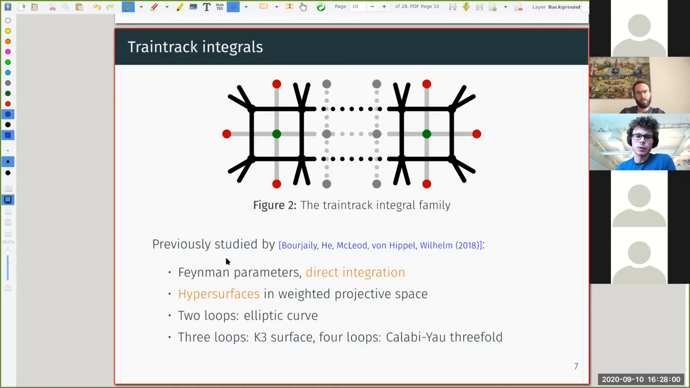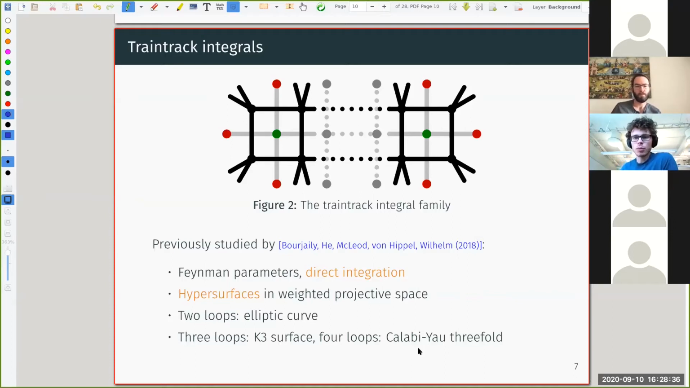They introduced some Feynman parameters for some nice conformal integrand, and they started to integrate in terms of polylogarithms. And then they found, in the end, they couldn't continue doing more integrations, and they concluded that the geometry associated to this integral would be given by some hypersurface in a weighted projective space. To be more concrete, in the case of 2 loops, they found an elliptic curve. For 3 loops, they found a K3 surface, and for 4 loops, they had some Calabi-Yau threefold.